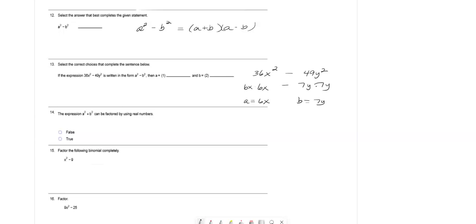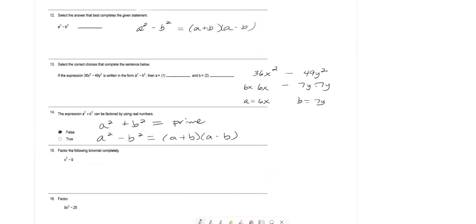For number 14, the expression a squared plus b squared can be factored by using real numbers. The answer is false. A squared plus b squared is prime. It cannot be factored. We can factor a squared minus b squared using a plus b times a minus b, but we cannot factor a squared plus b squared.